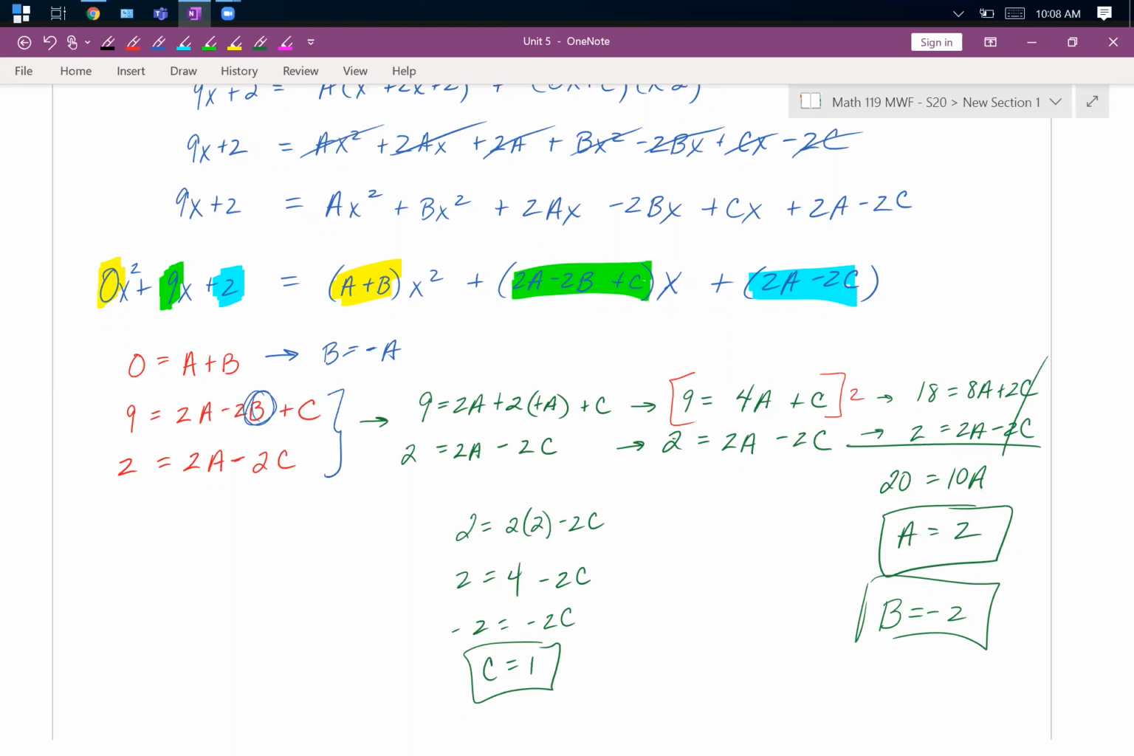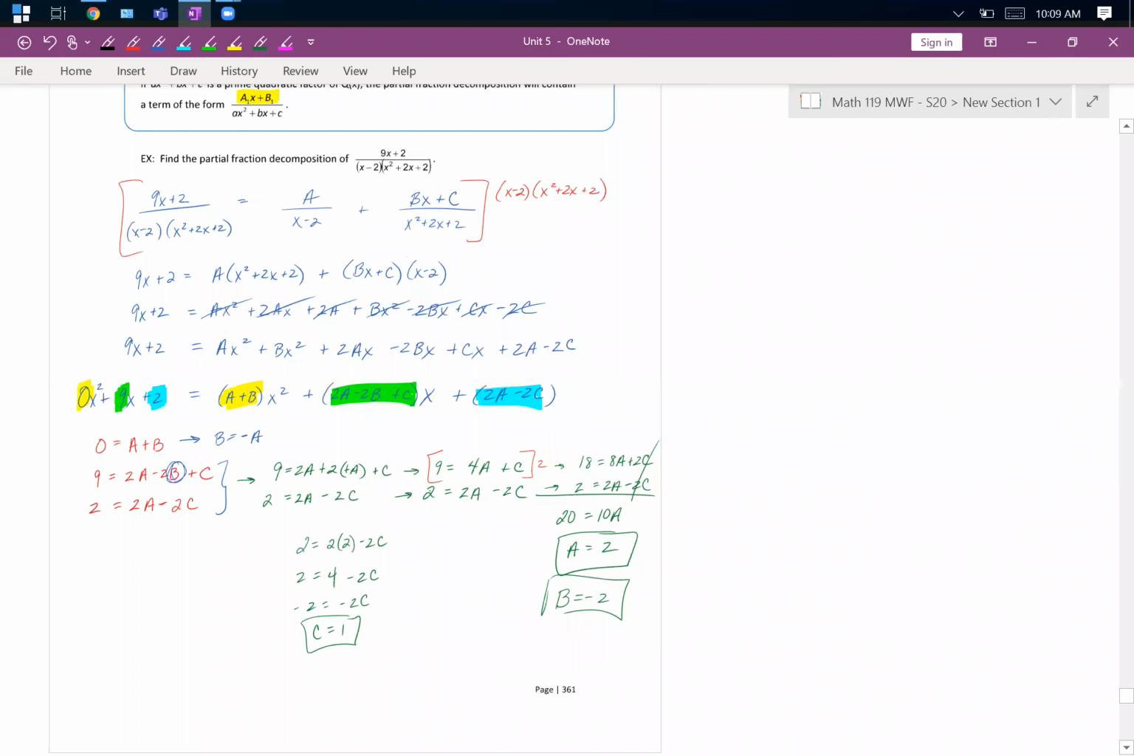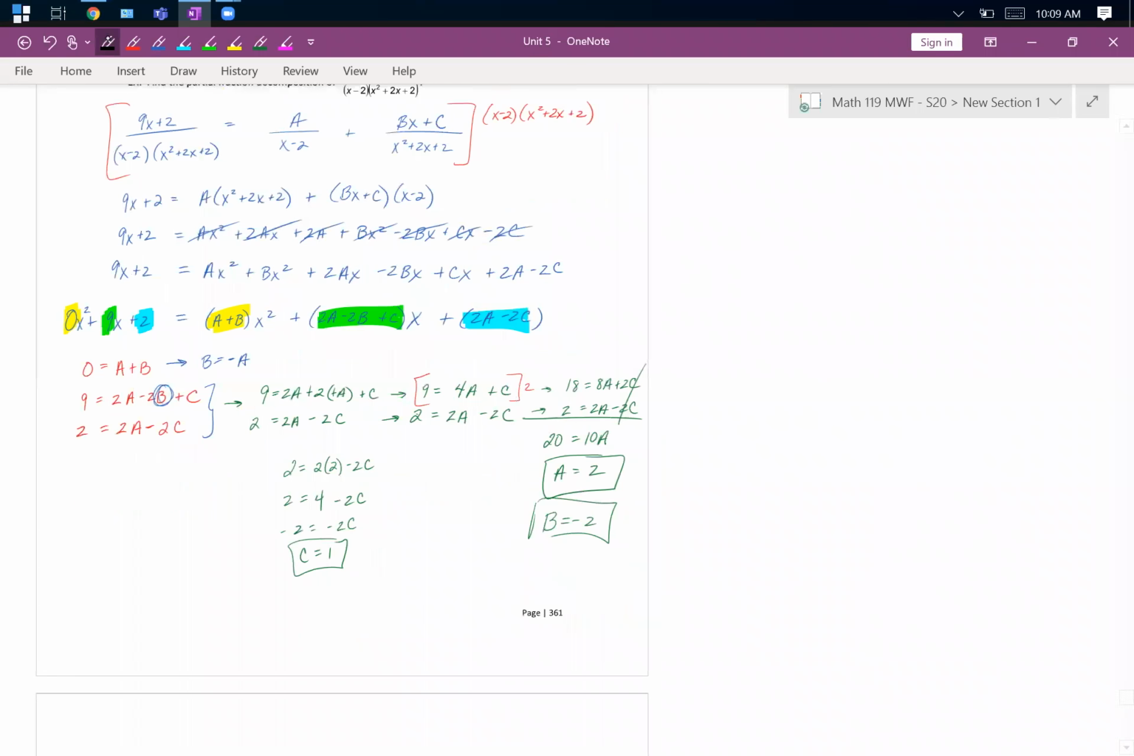All right, well, let's write our decomposition then. 9x plus 2 over x minus 2 times x squared plus 2x plus 2 is going to be equal to 2 over x minus 2 plus negative 2x plus 1 over x squared plus 2x plus 2.